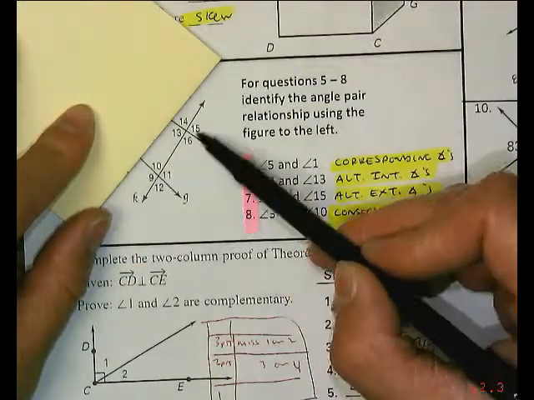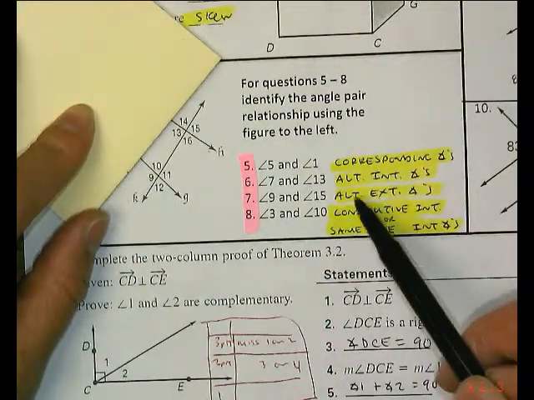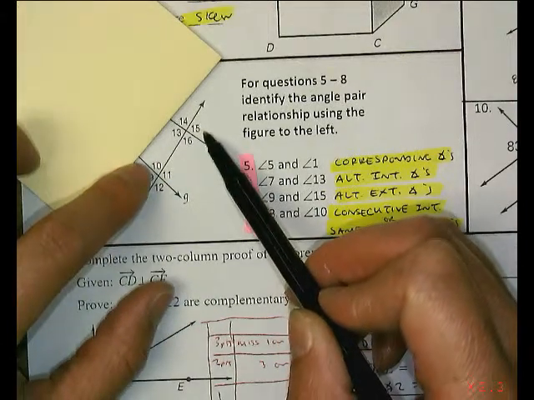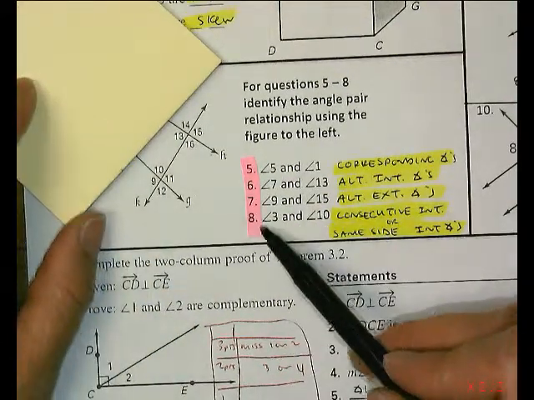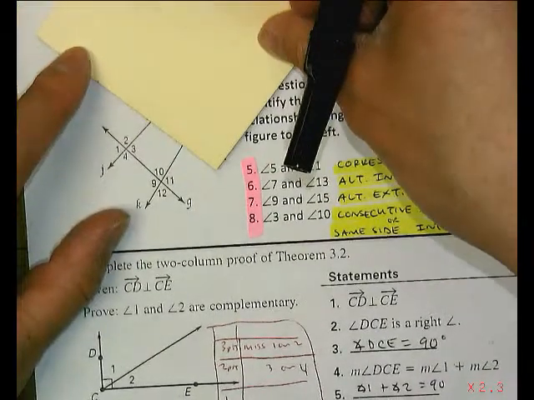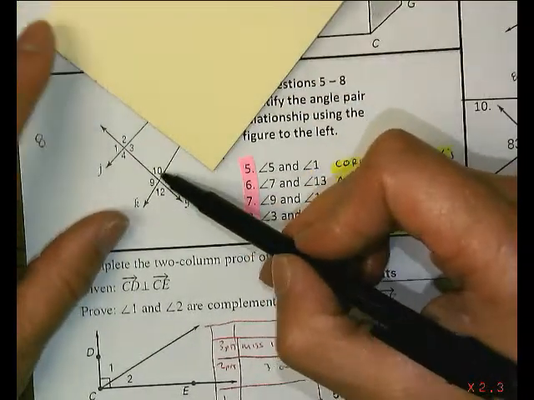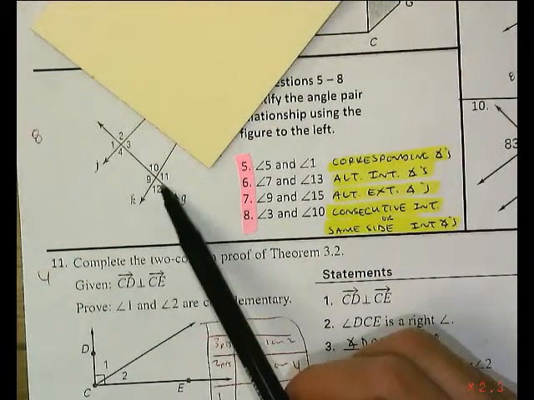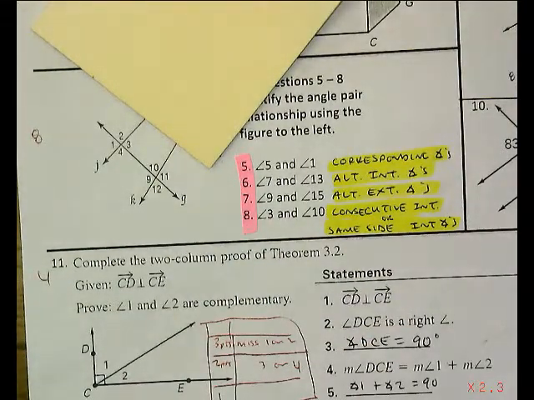Notice how they're both on the outside or exterior of those angles, and they're alternating because they're on opposite sides of the transversal. Number 8, 3 and 10. 3 and 10 are on the inside. Those are called consecutive interior angles or same side interior angles.